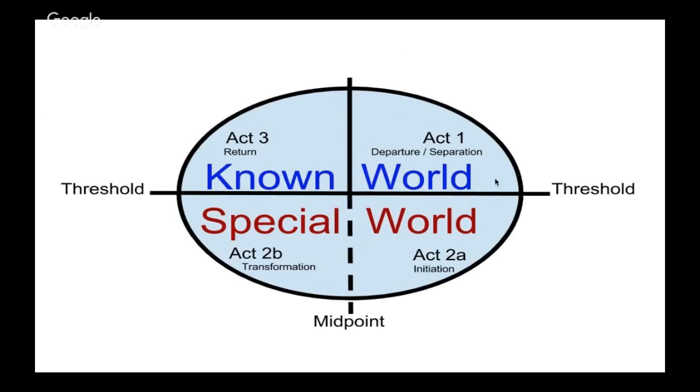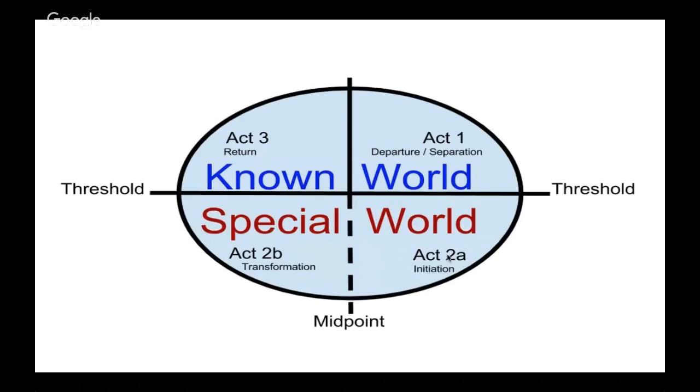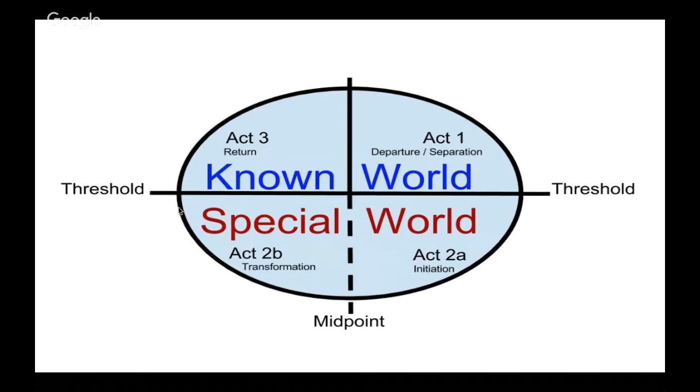Here's Act 1. You start out in the normal world. They depart the normal world. They cross the threshold into Act 2. As you can see, Act 2 is huge, right? It takes up half of this circle. And we're not going to really go into this today, but you have two parts, the initiation phase and then the transformation phase where the hero is enlightened.